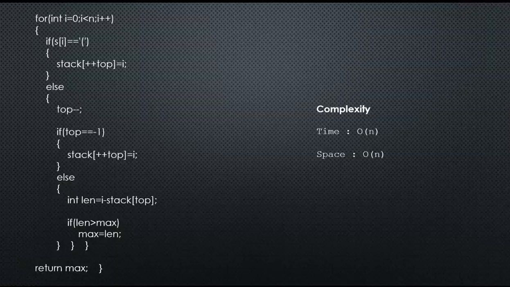The left side shows you the core part of the function which implements our rule. Analyzing the core part of the function, the time complexity is order of n and the space complexity is order of n.